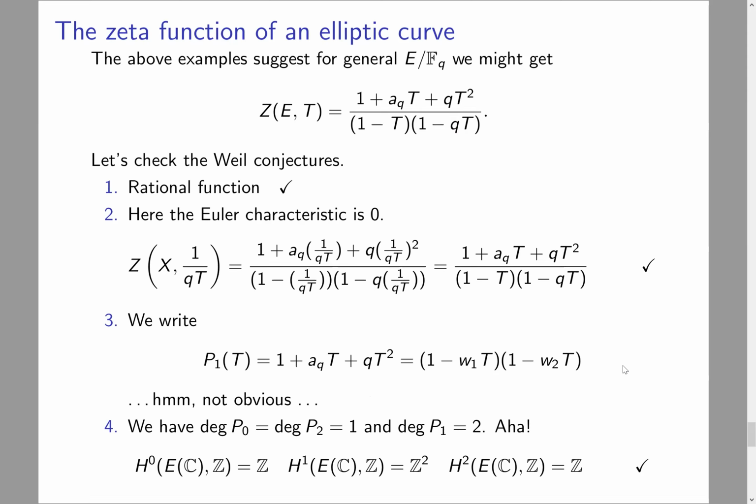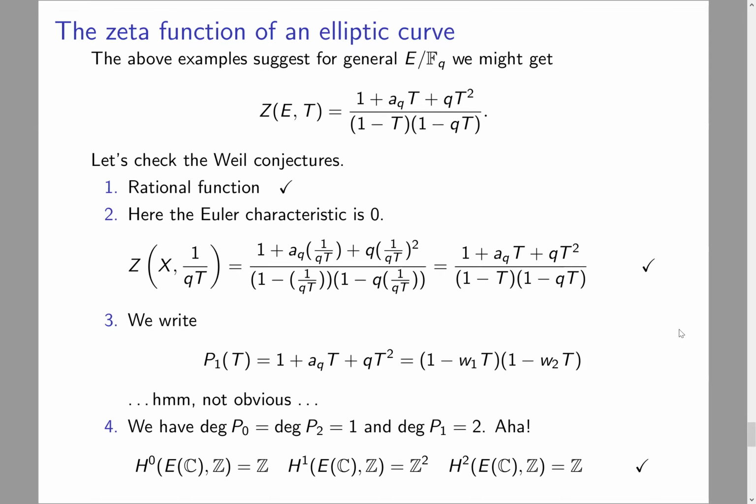And so we factorize that in some way. But it's maybe not immediately obvious, just by knowing that this is a quadratic, that these roots have the right property. We maybe can say something about them. We can see what they must add to, negative a_q. They must multiply to q. So there's something going on there, but we can't immediately deduce they are of the correct size.